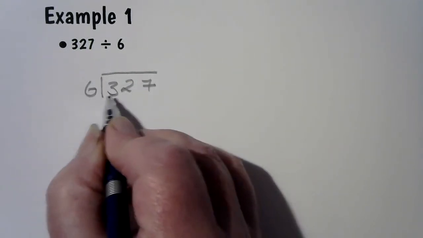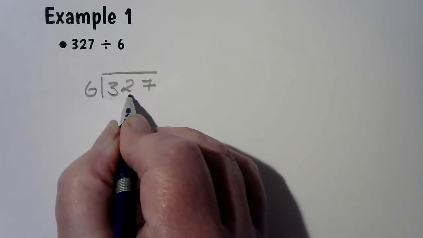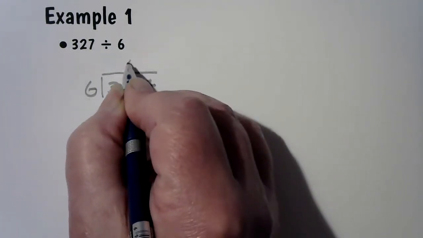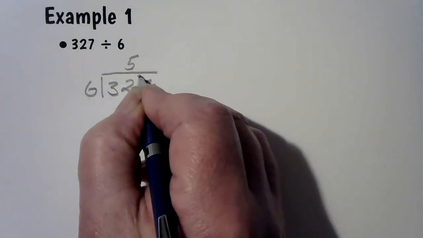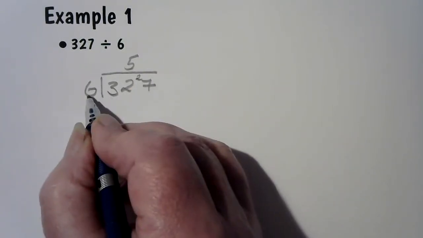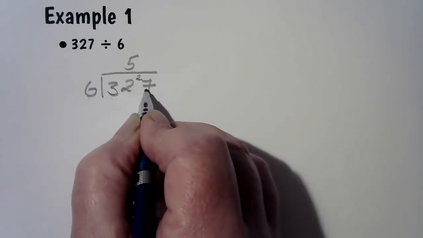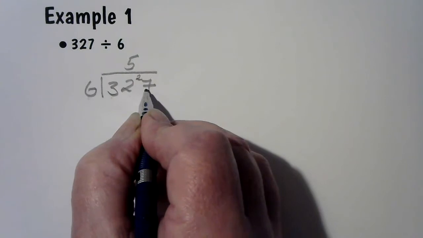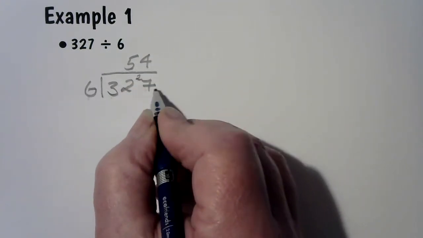So how many times does 6 go into 3? It doesn't. How many times does 6 go into 32? Well, it goes 5 times, and I've got 2 left over. So now I ask, how many times does 6 go into 27? And it goes 4 times and leaves me with a remainder of 3.